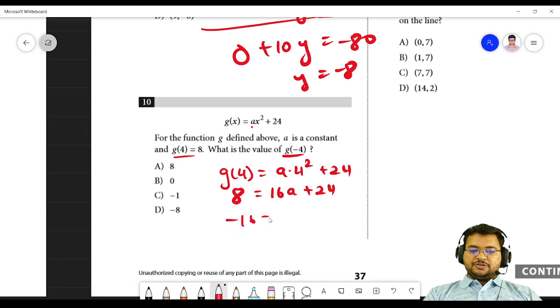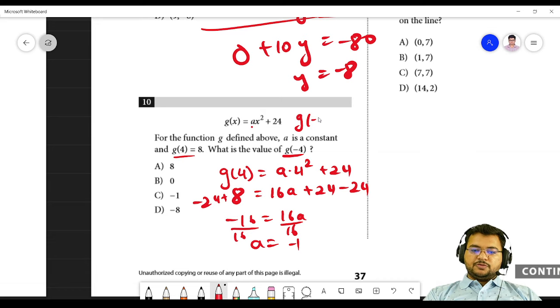Solving this, minus 16 equals 16a. I will subtract 24 on both sides. Now a will be equal to, divide both sides by 16, and I will get a equals minus 1. So a is minus 1.